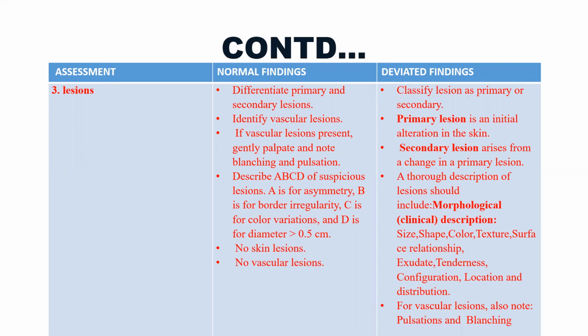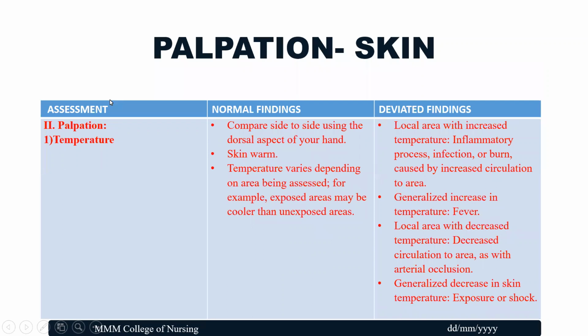For the vascular lesion, also note pulsations and blanching. This is all about the lesions. Moving on to the palpation, we had seen inspection of skin. Now we are moving on to the palpation of skin. In palpation, first you will check the temperature.